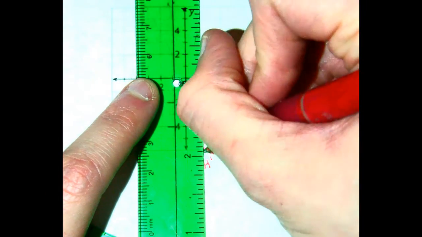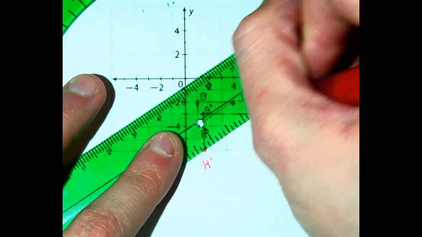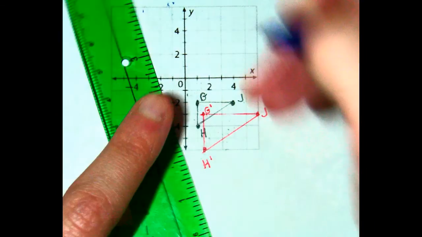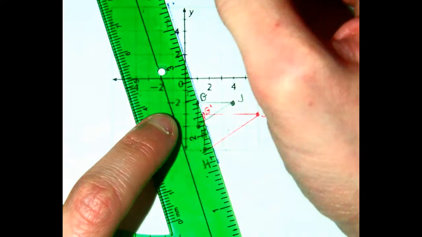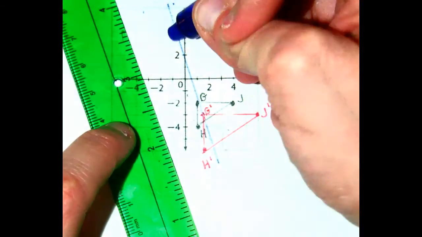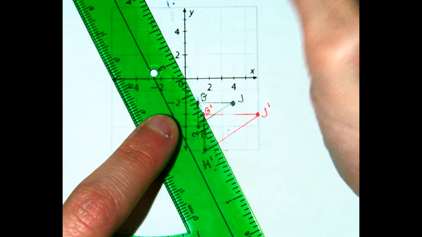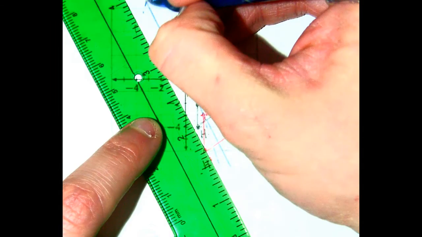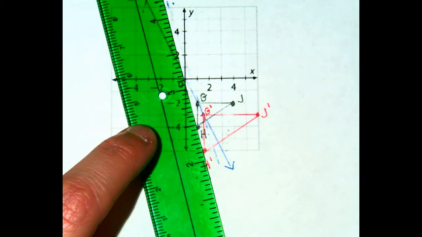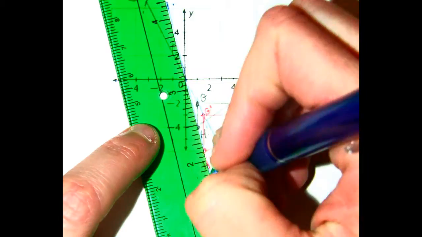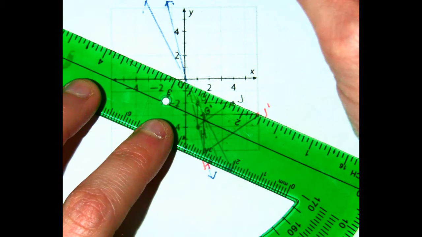So I've got my two figures. To find the center of dilation, I'm going to create lines from each set of corresponding angles. So G to G prime. You need to be extremely careful, because I didn't do it as good as I needed to, so make sure you are connecting them exactly, because if you don't, then you're not going to get the correct center of dilation. So there's one of them, G to G prime. Right next, H to H prime. And J to J prime.